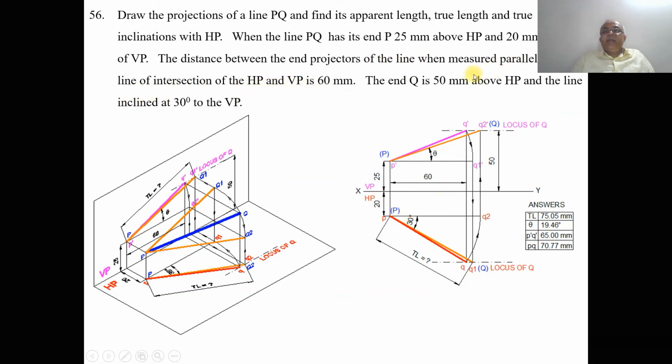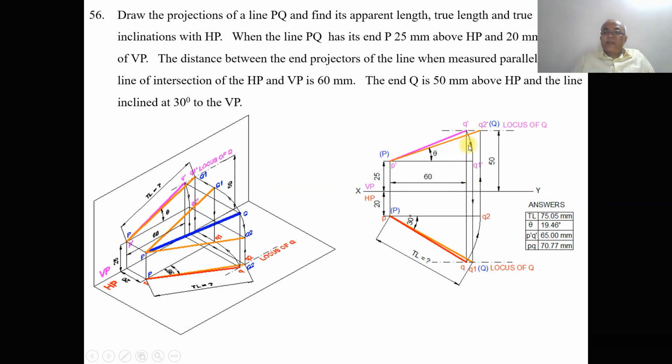So the distance between the end projectors, this is projector 1 and this is projector 2, measured parallel to the line of intersection of HP and VP. This is the line of intersection of both HP and VP, and this line is parallel to it. So from here to here, this line is 60 mm. Then when you project this to the front view, it will cut the locus here.